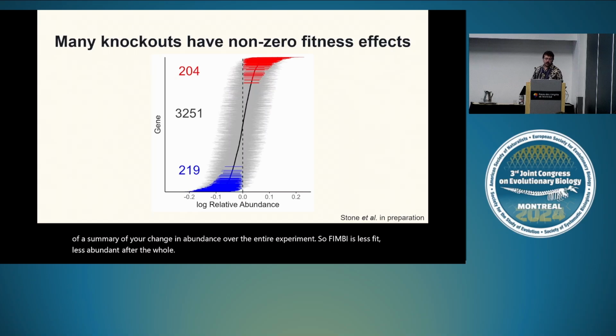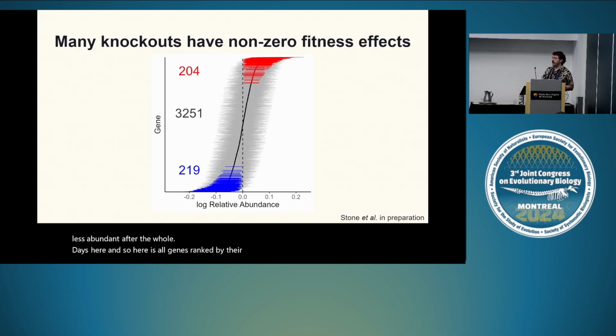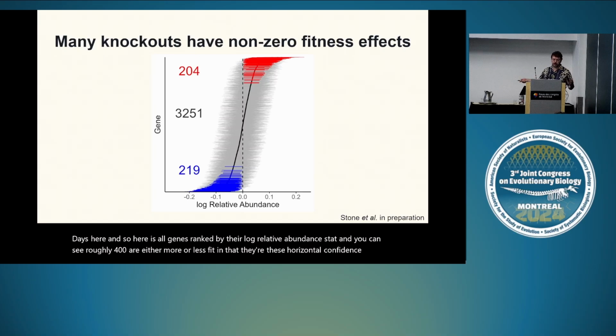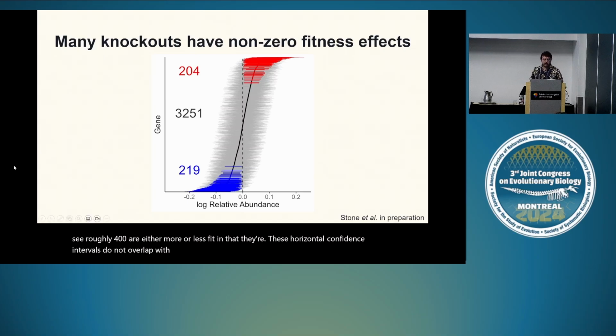And so here is all genes ranked by their log relative abundance stat. And you can see roughly 400 are either more or less fit in that these horizontal confidence intervals do not overlap with 0. And so these results are in general consistent with what we know biologically.